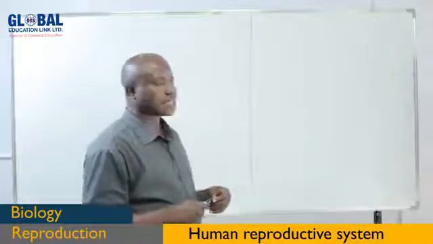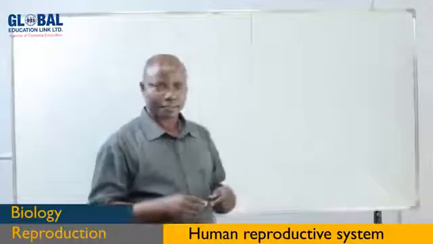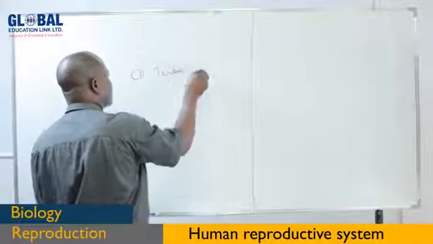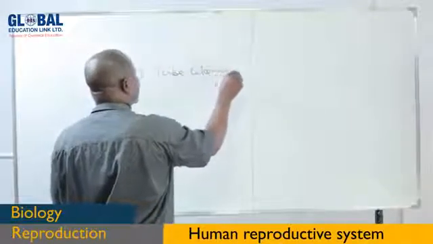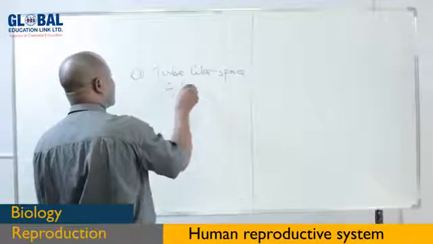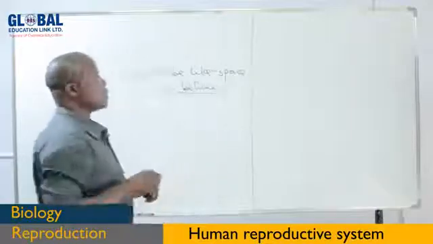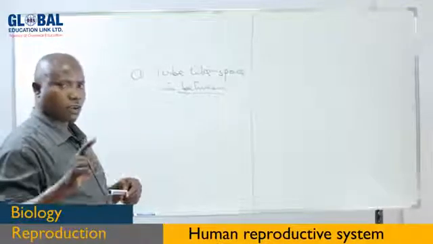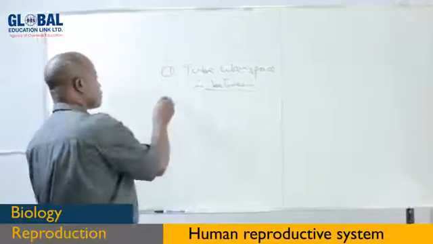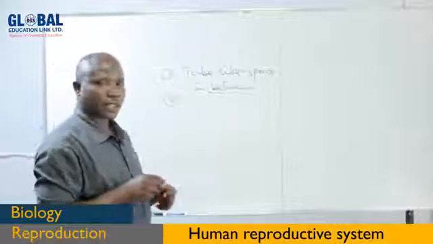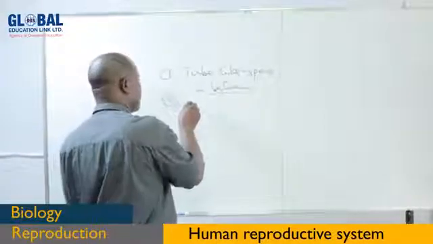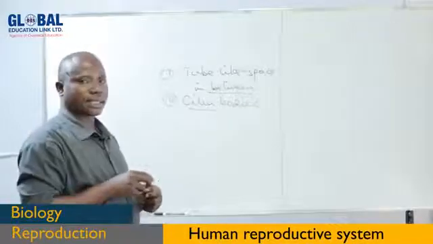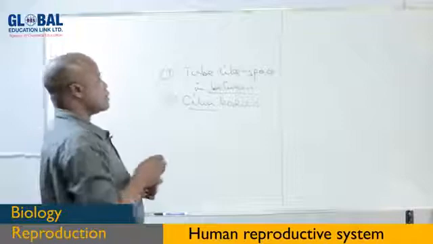Therefore, what are the things you have to consider when you want to answer this question? First of all, the fallopian tube is a tube. It means it has space in between. You'll have to explain the essence of having a space in between from the ovary to the uterus. But also, the inner part of the fallopian tube has ciliary bodies. These are hair-like structures that line the inner part of the fallopian tube.